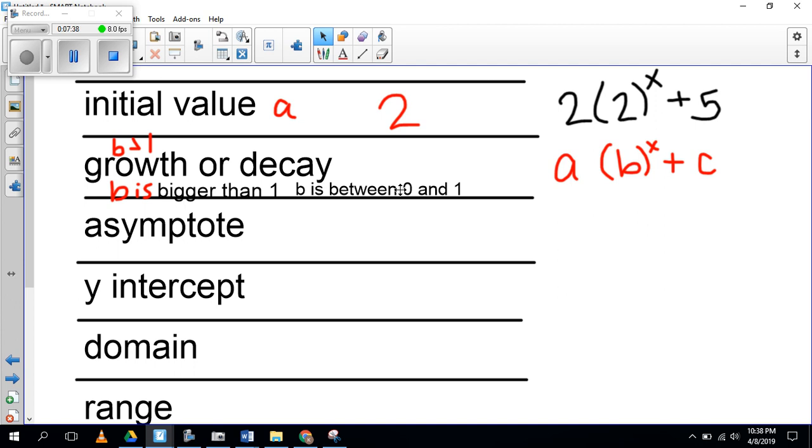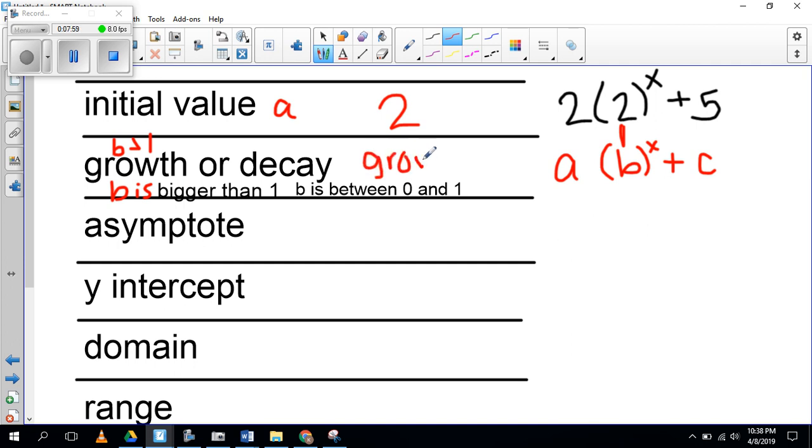So if we look here, is our function going to grow or decay? We look at our B. So our B is 2, because we're looking here. So that's our B. So it is bigger than 1. So it is going to grow.